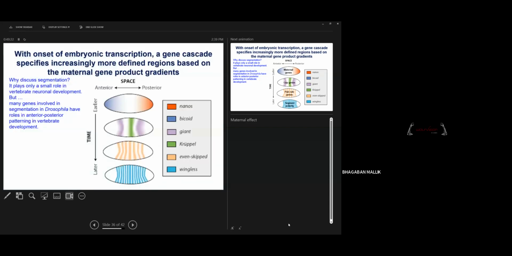So the same thing is summarized here. These are the earlier genes. Earlier genes are nanos, bicoid. Then in the intermediate stage, you have the gap genes, Krüppel, and the pair-rule genes. Then later, you have the segment polarity genes or homeotic genes. So this is just to revise again.